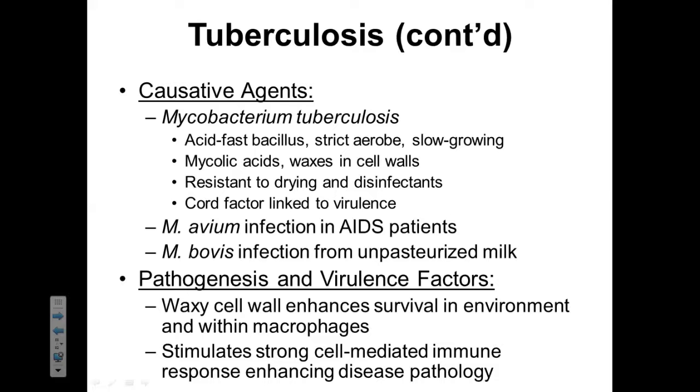These mycolic acids and waxes make it very difficult for the bacterium to be destroyed after being phagocytized. After a macrophage phagocytizes a tuberculosis bacterium, the phagosome fuses with a lysosome to form a phagolysosome. And normally, if there wasn't that thick, waxy coating on the outside of the bacterium, it would be destroyed. But TB is designed to live inside of the cells that normally destroy it, and it has that thick, waxy coating which allows it to do it.